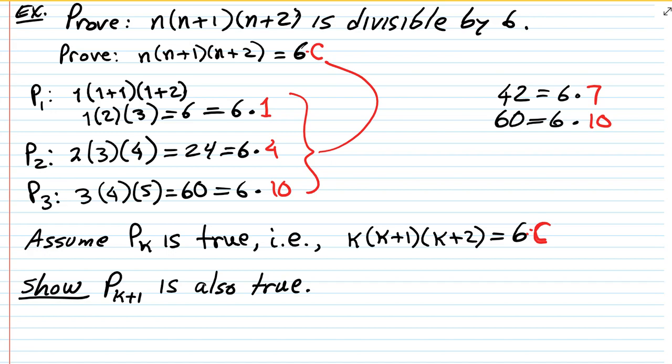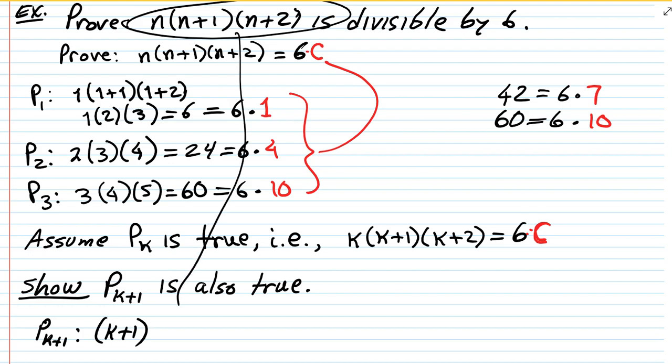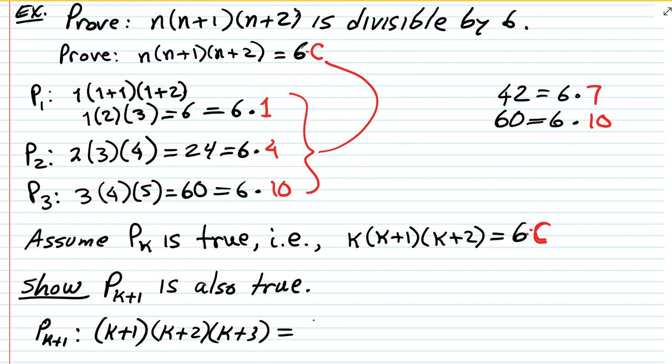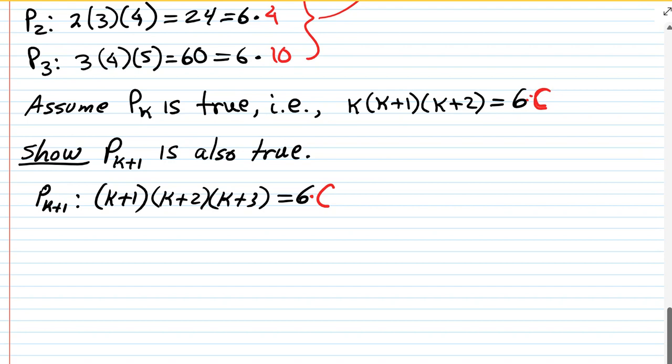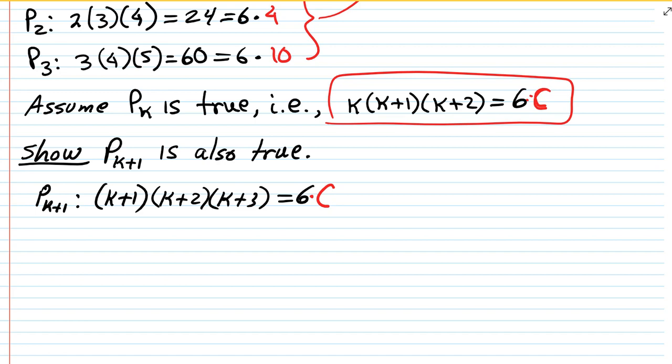Okay. So what does P sub k plus 1 look like? That's when you change your n to k plus 1. So that means k plus 1, k plus 1 plus 1 is k plus 2, k plus 1 plus 2 is k plus 3. We want to show that this can be written as 6 times c. Right? That's what we want to show. And the only thing that we can assume true is this one. Correct? So how are we going to do this?